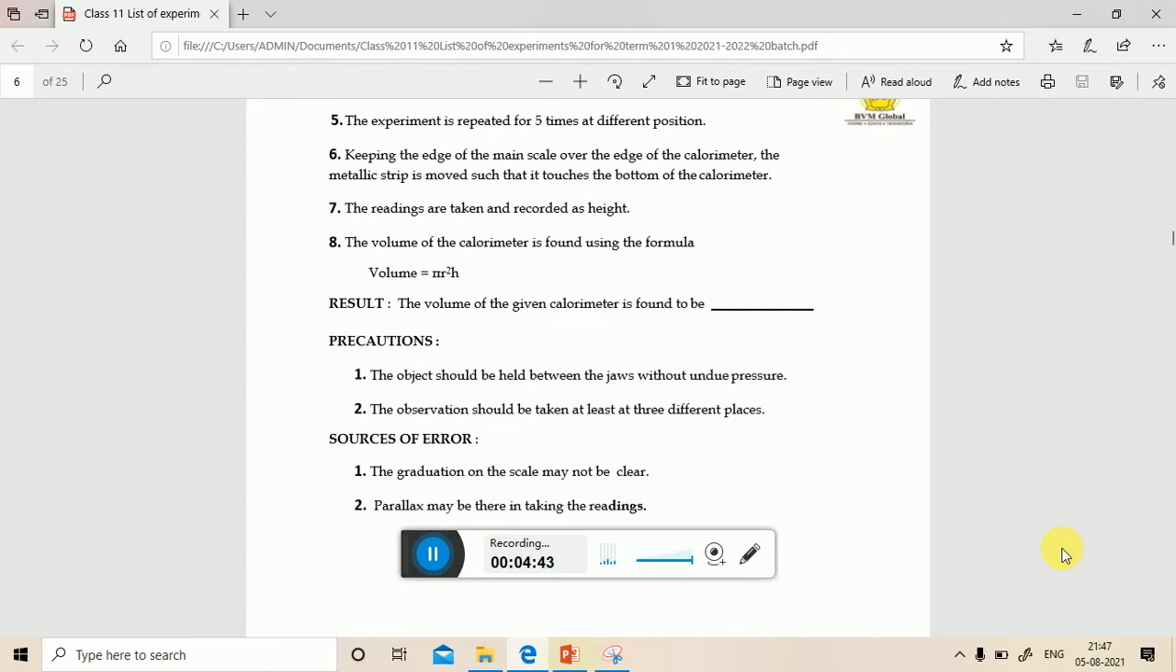What are the important precautions we have to take care of for doing this experiment, we have to mention here. And what are the areas where we may make small errors are also mentioned here. Please go through these parts before going to start the experiment.